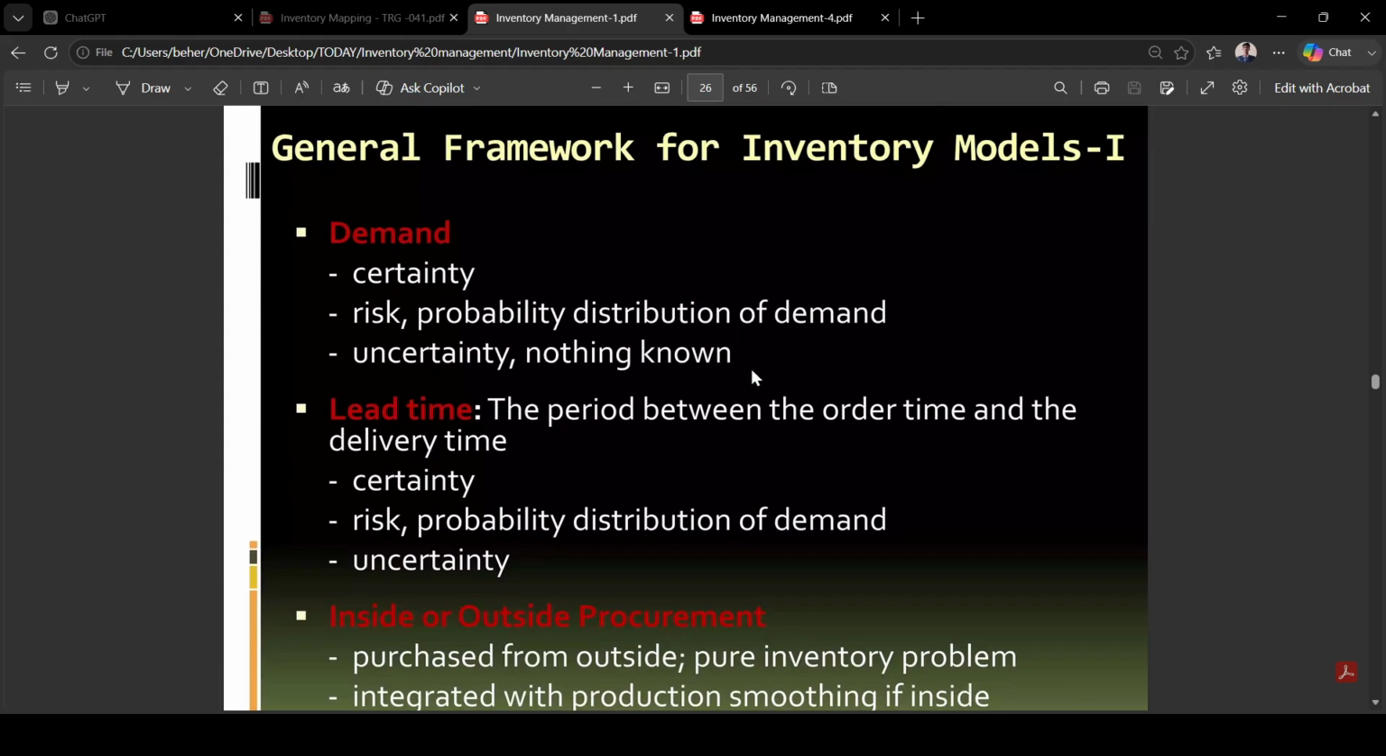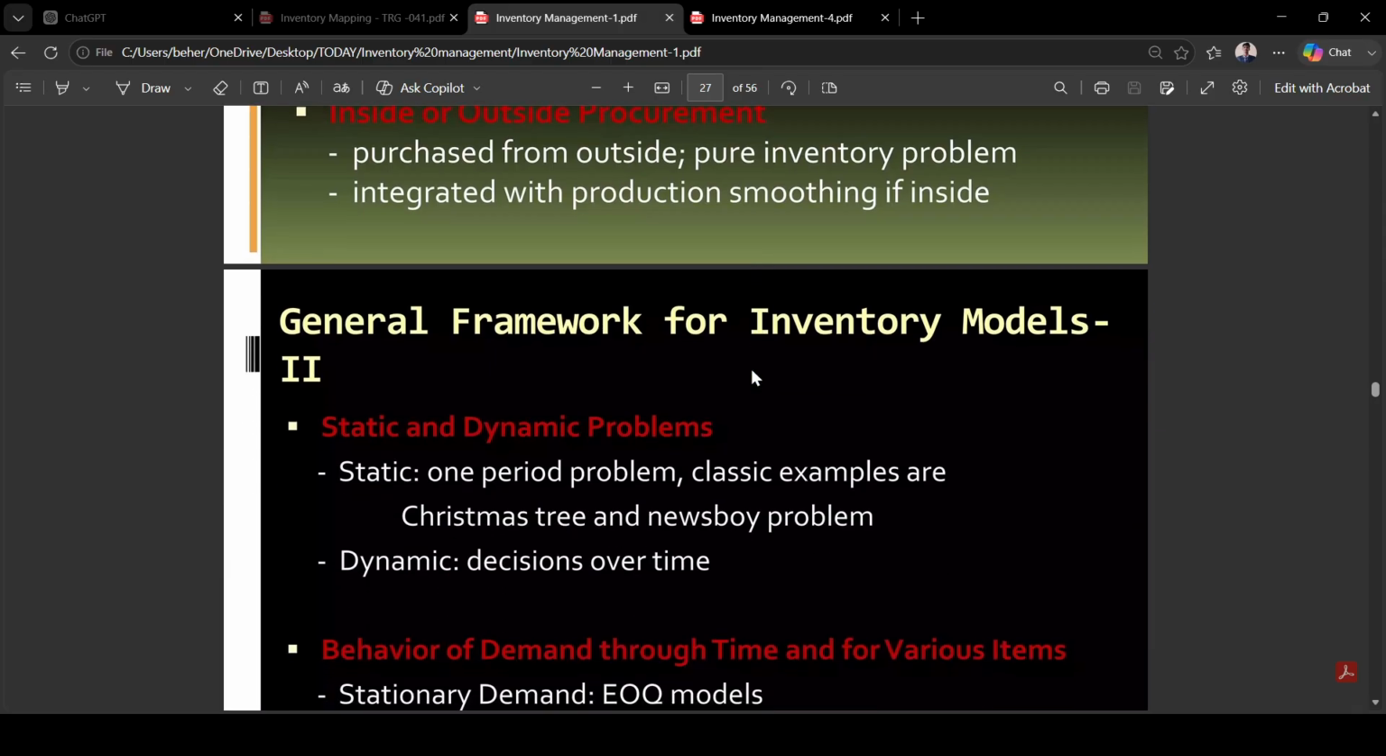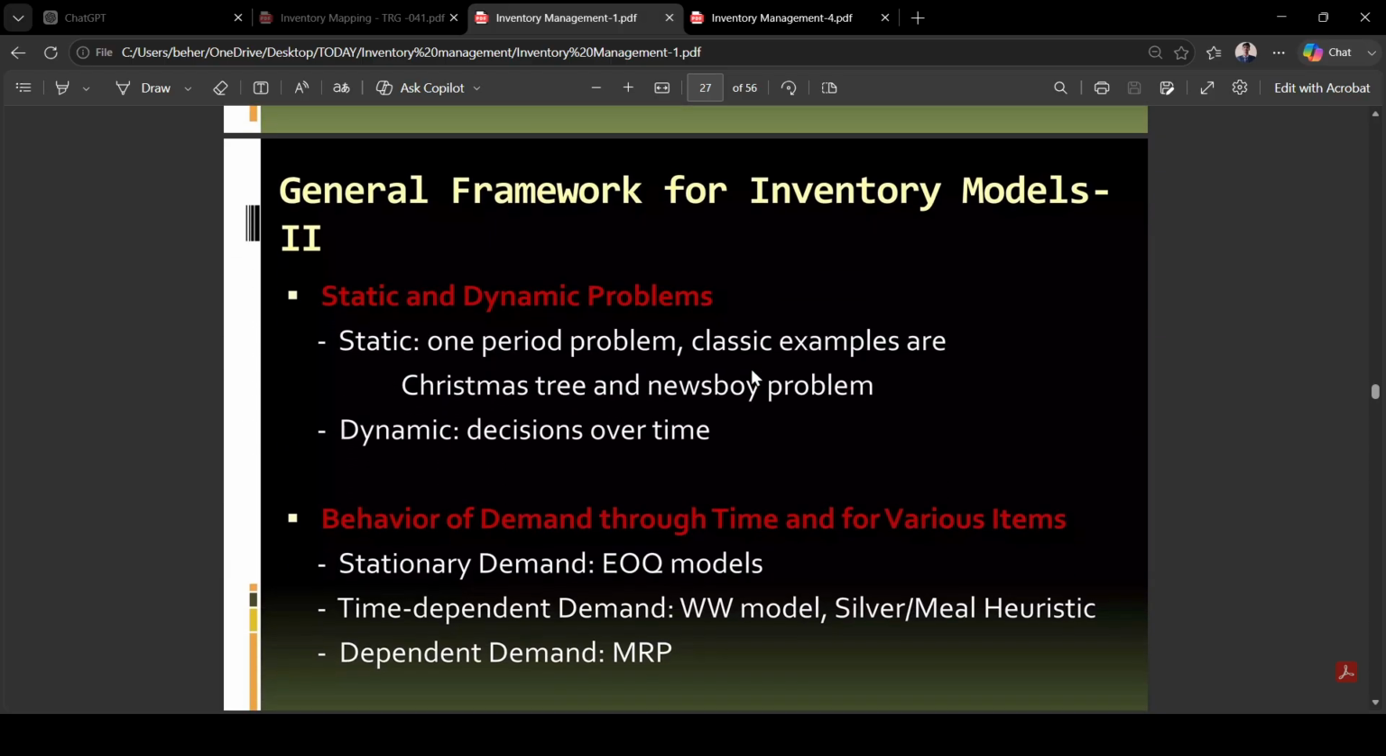General framework for inventory: demand, certainty, risk, probability. Lead time is the period between the order time and the delivery time. So certainty, risk, probability, and contribution of demands. That's the general framework of the lead time. Inside of this goes a general framework, the inventory model for static and dynamic problems.